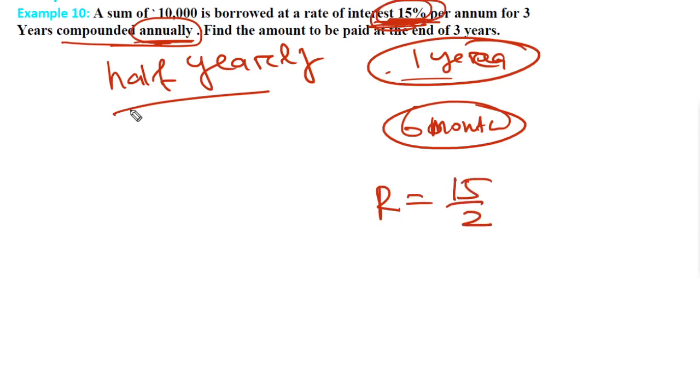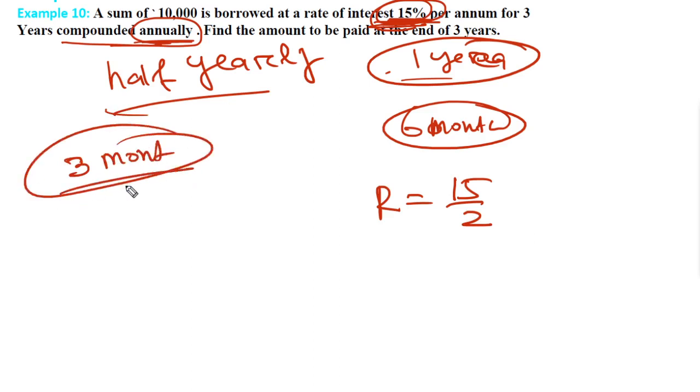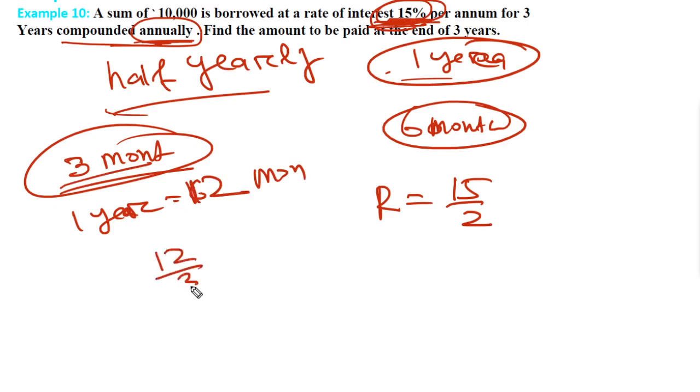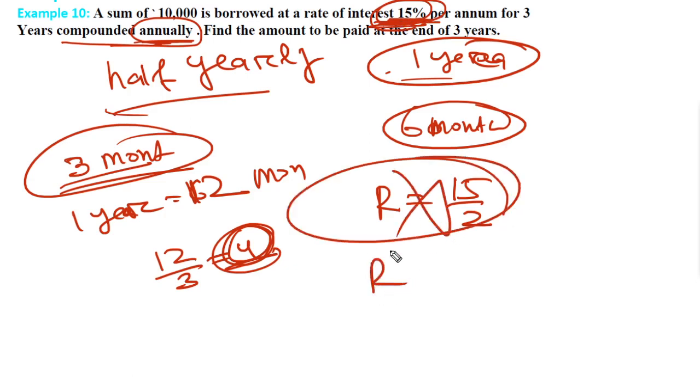Very simple. Suppose the interest is compounded every 3 months. That means 1 year equals 12 months, and in every 3 months interest is being paid. So 12 divided by 3 is equal to 4. That means in a year 4 times the interest will be compounded. So here the rate of interest is 15%, and the new rate of interest will be 15 divided by 4.